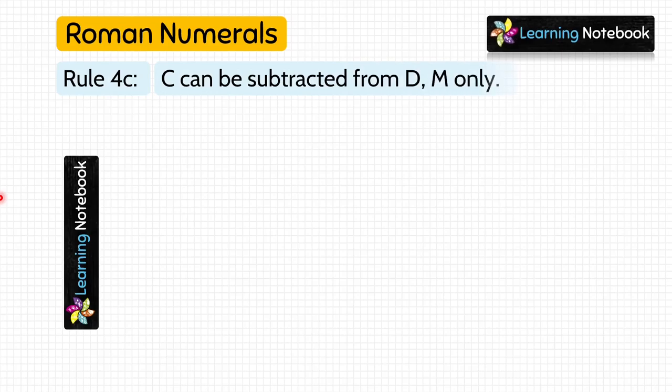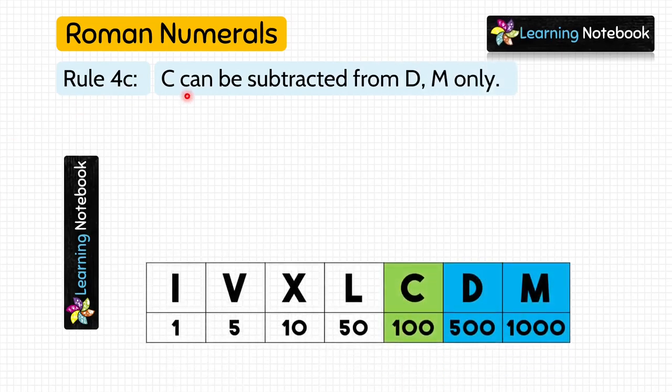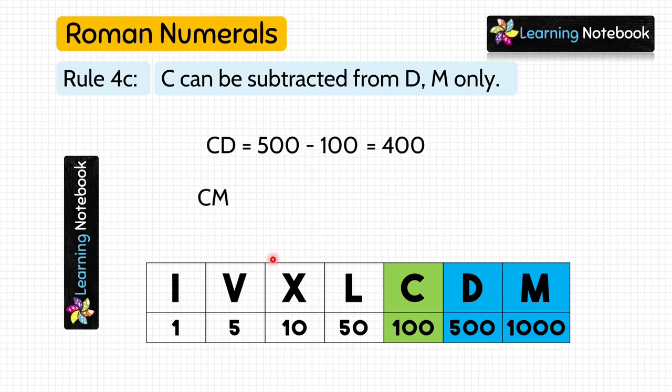Third point, C can be subtracted from D and M only. For example, we can write CD or CM. So remember, C can be subtracted from D and M only.